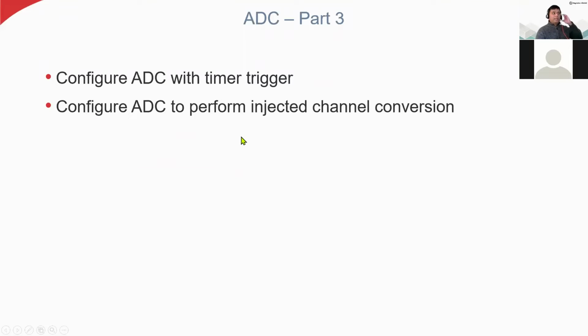So now we have seen so far how to configure the analog to digital converter in polling mode, watchdog mode, and then scan continuous mode together with the DMA.